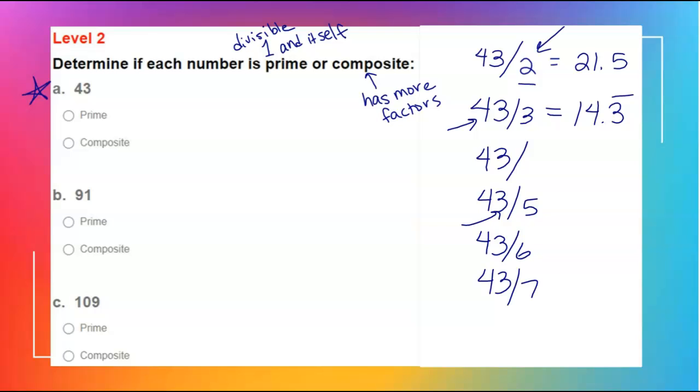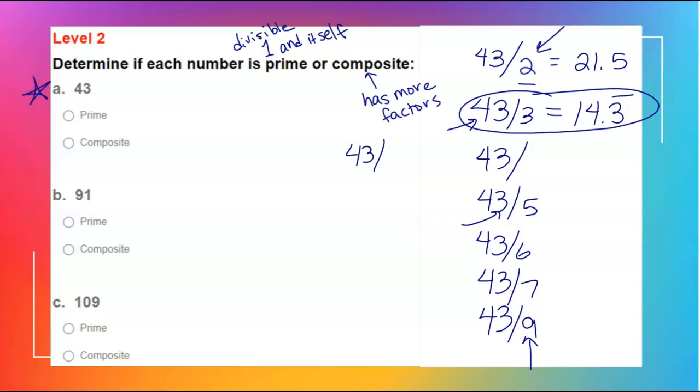43 divided by 7, that's worth it, and it doesn't work. 43 divided by 8, waste of time. Divide by 9, that would have worked possibly if this one did, but it doesn't. So 9 is actually a waste of time because that has a factor of 3. 43 divided by 10 is a waste of time because that does not end in a 0.